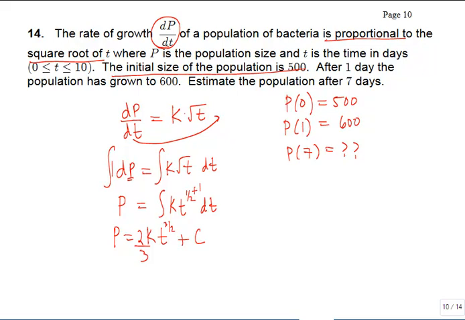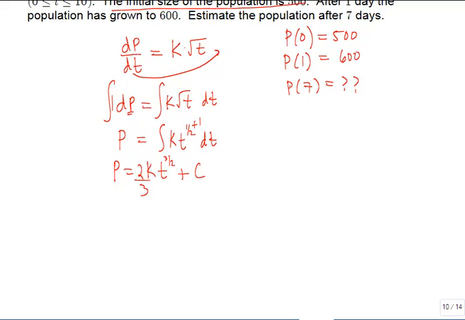Now right away there's a problem, because what we wanted to do was just plug in 7 for t and get an answer. But if you plug in 7, there's too many variables going on here to be able to solve. We need to figure out what k is, we need to figure out what c is in order to plug in just 7 for t. And that's what these two initial conditions up here are going to tell us.